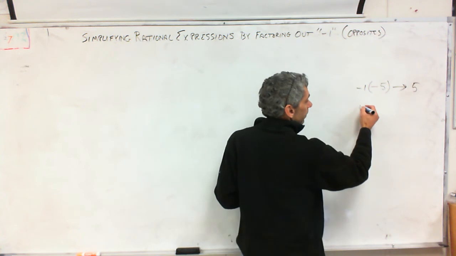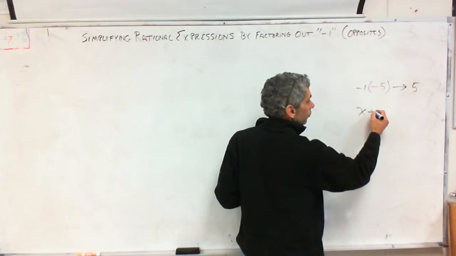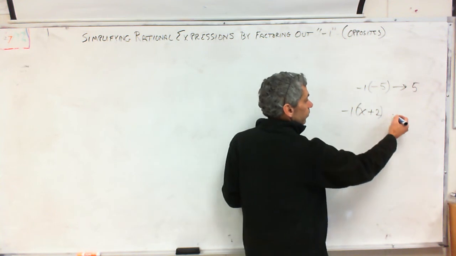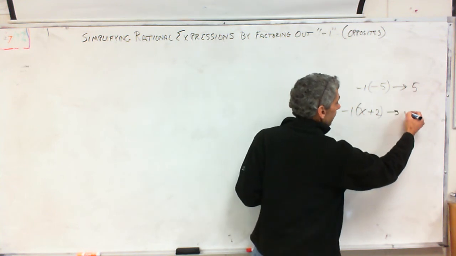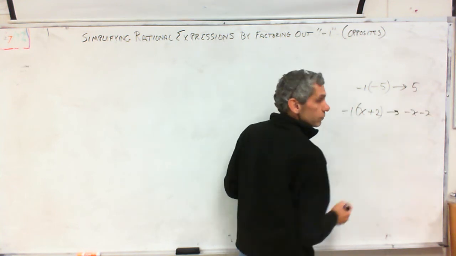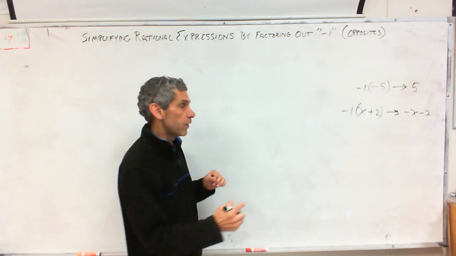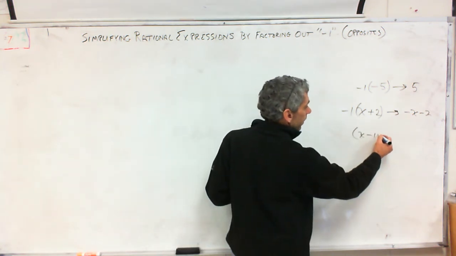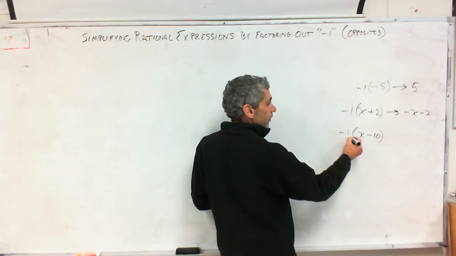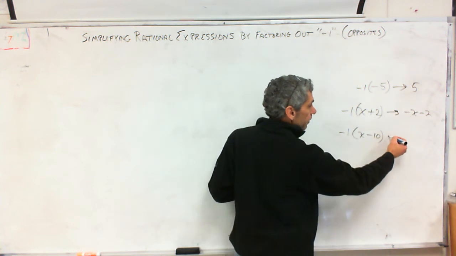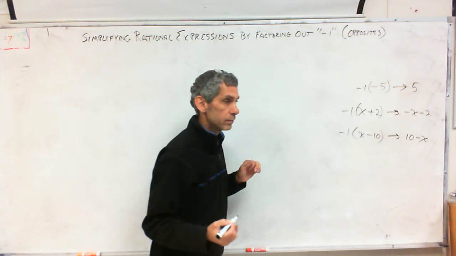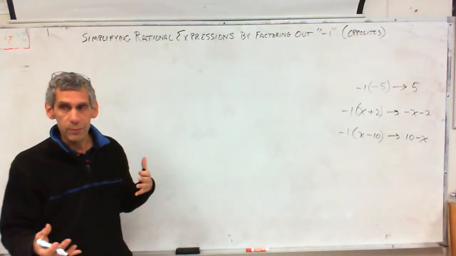If I had x plus 2 and I wanted to know the opposite, I'd multiply it times negative 1 and I would get negative x minus 2, right? If I had x minus 10 and I wanted to get the opposite, if I multiplied it by negative 1, I would get 10 minus x, right? So those are opposites.